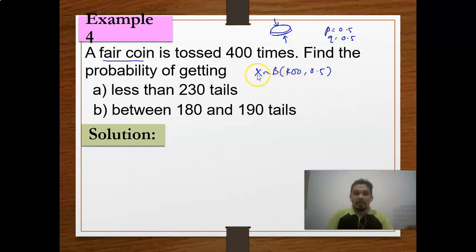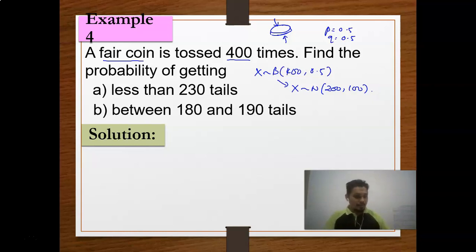Since the number of trials is greater than 50, we are going to transform into a normal distribution with parameter mean 400 times 0.5 equal to 200, and parameter variance 400 times 0.5 equal to 200, and 200 times 0.5 equal to 100. The normal approximation there.